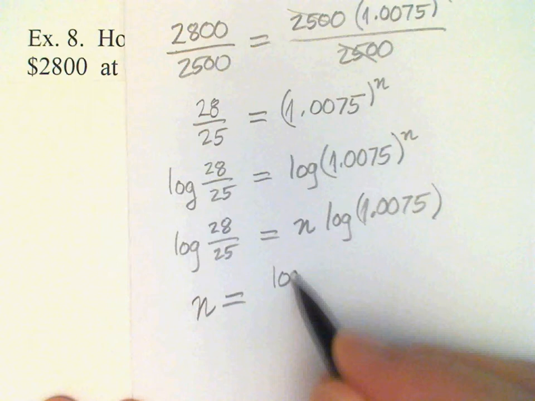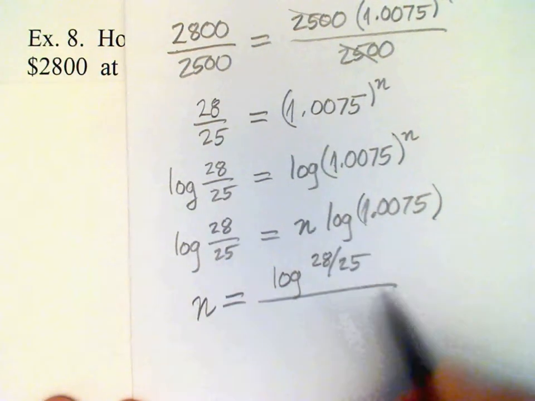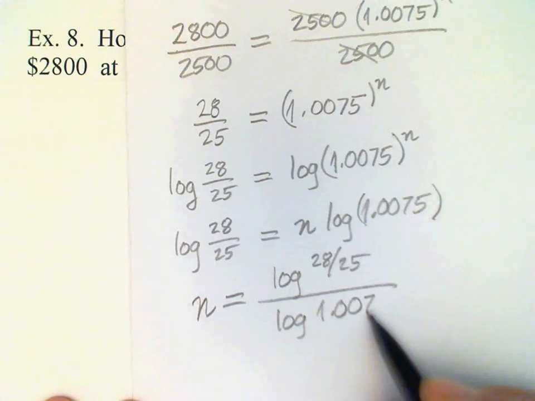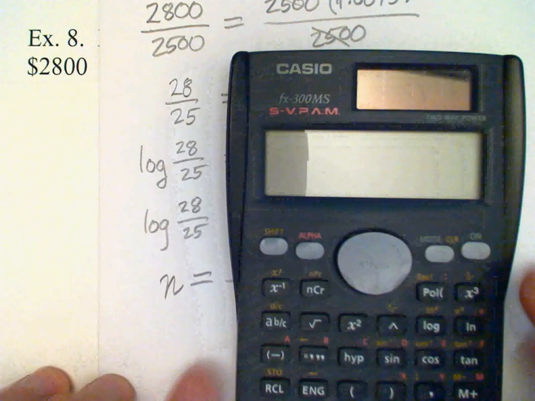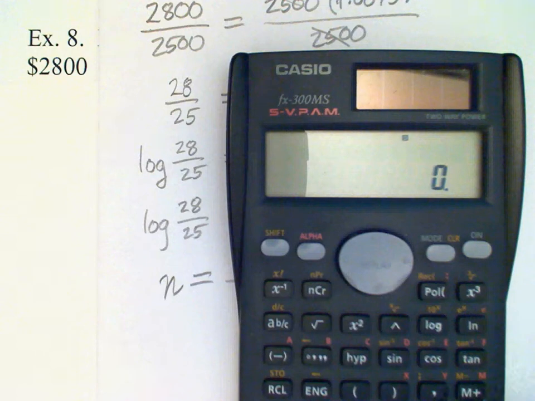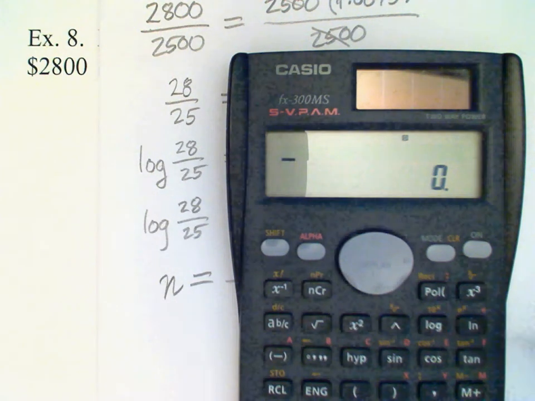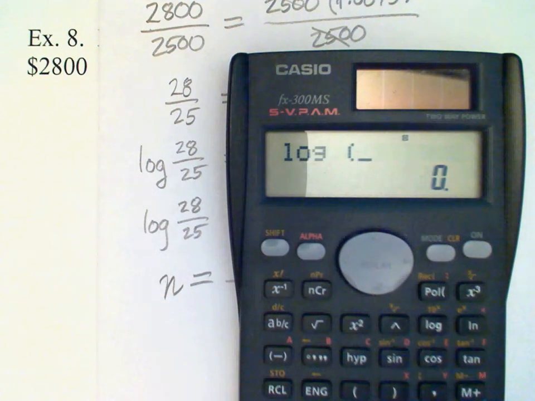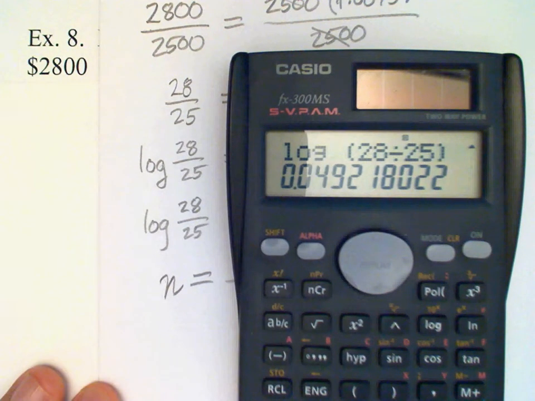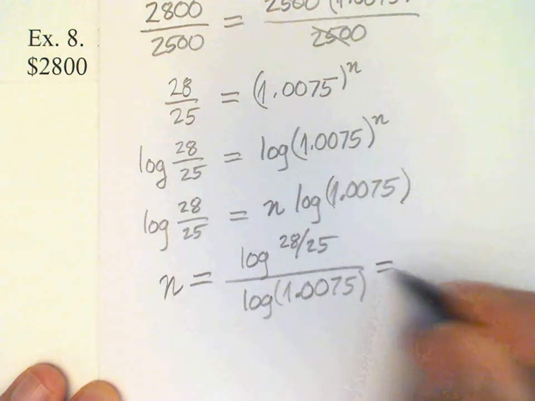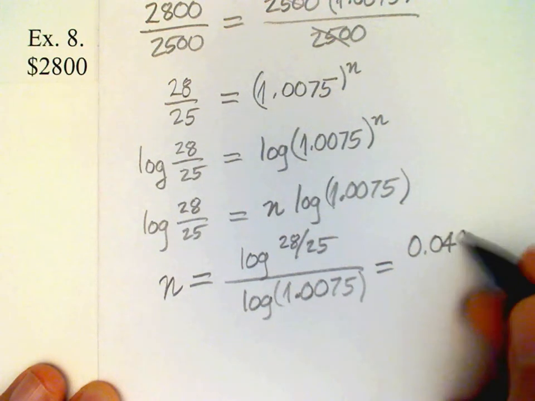So then n is equal to log 28 over 25 divided by log 1.0075. Okay, so let's work that out on the calculator now. And I remind you, the log button on your calculator is right here. So log 28 divided by 25. And I put that in parentheses, because that needs to be done first and then take the logarithm. That gives us 0.049218 approximately.